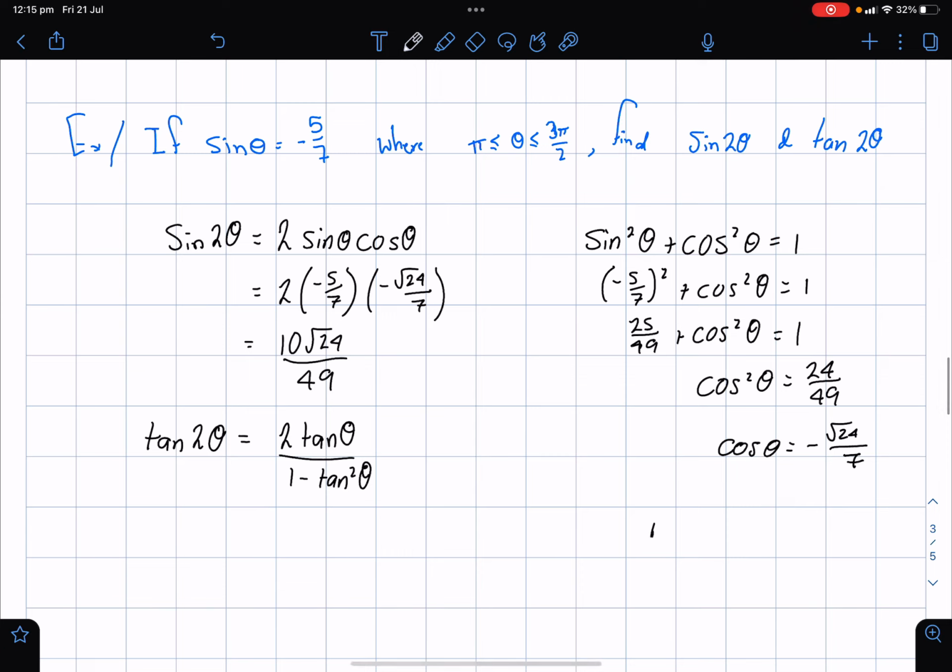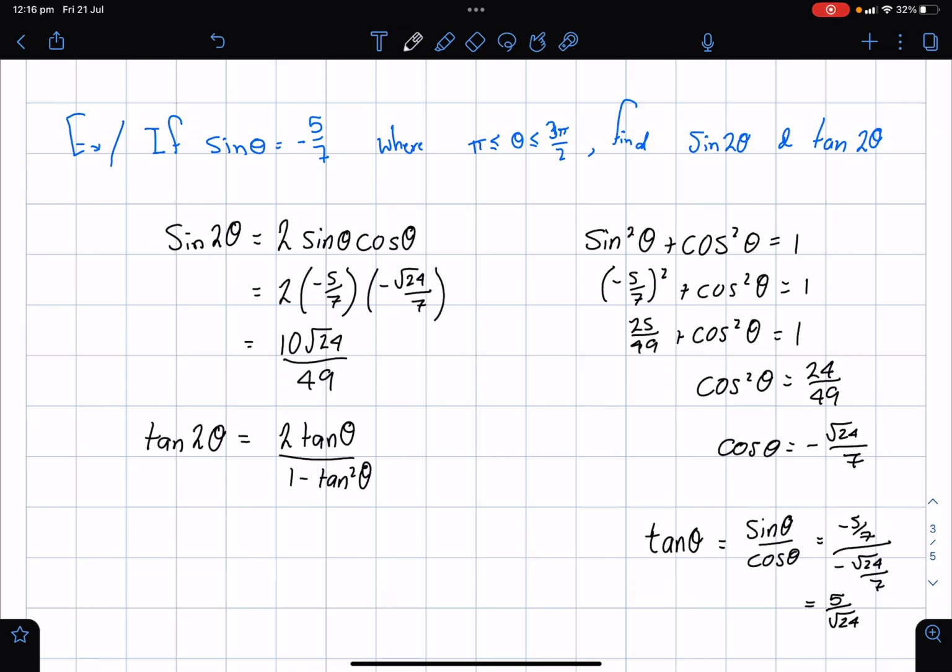Now I'll go back down here. Tan theta is equal to sine theta over cos theta. Okay, so let's throw that in now. So -5 on 7 all over negative root 24 on 7. We're going to get a positive number. 7s are going to cancel out. I'm left with 5 on the square root of 24.